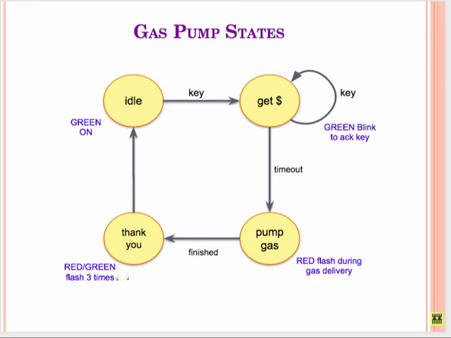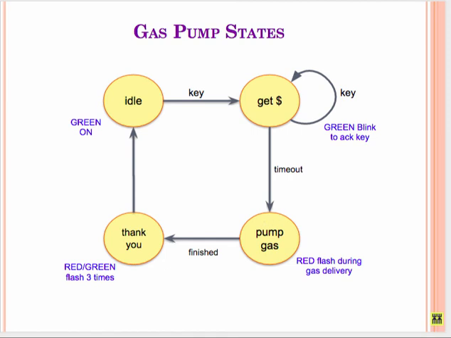After you flush it, you go back to idle. So it's a simple 4-state transition. What makes the state transition? There are 2 things that make the state transition. One is the key, especially the first key. The second and third keys all stay within the get money state. The other is the timeout, which triggers the transition from get money to pump gas.